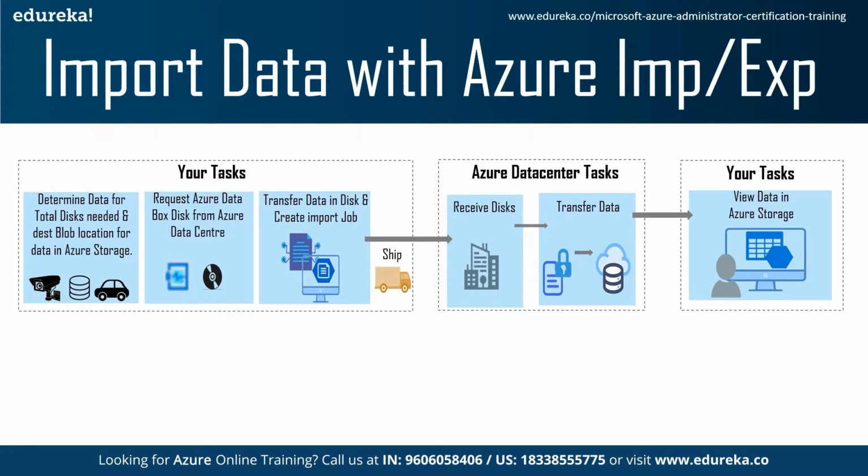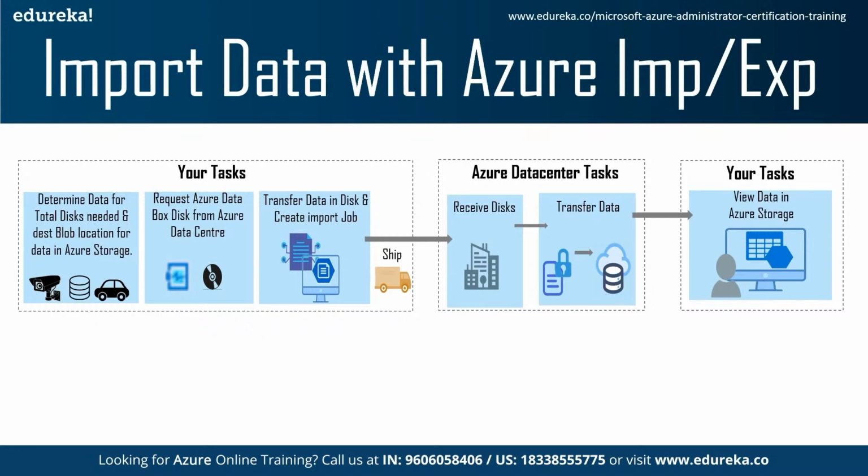For an export job, you prepare a set of blank disks and ship them to an Azure Data Center, or you can request a disk from the Azure Data Center. That means the disk is the same one I have explained to you before, the Azure Data Box disk. Microsoft then copies the data to these disks and ships them back to you.